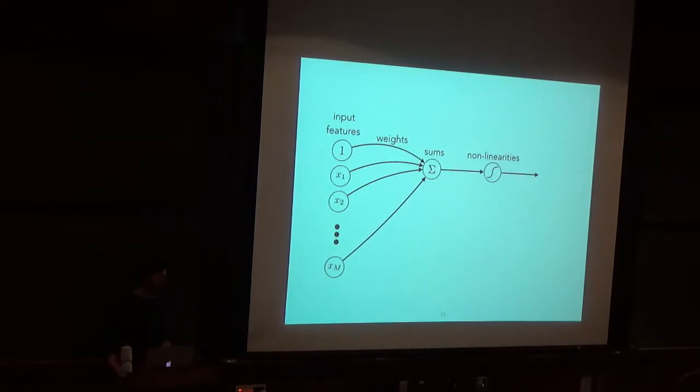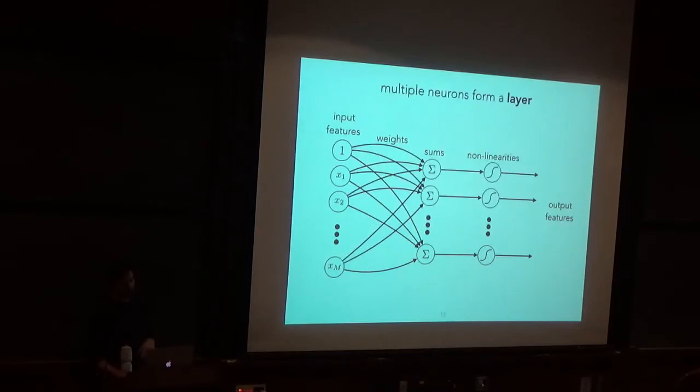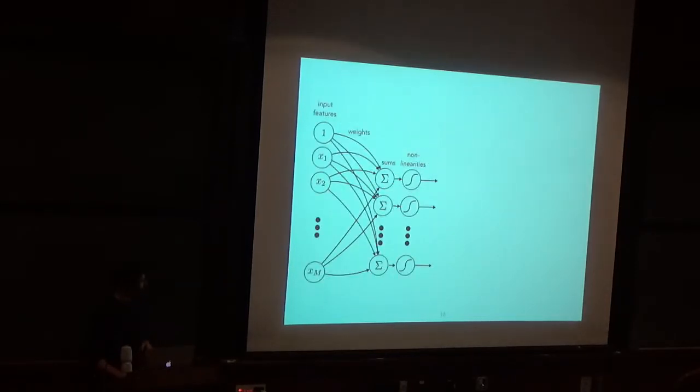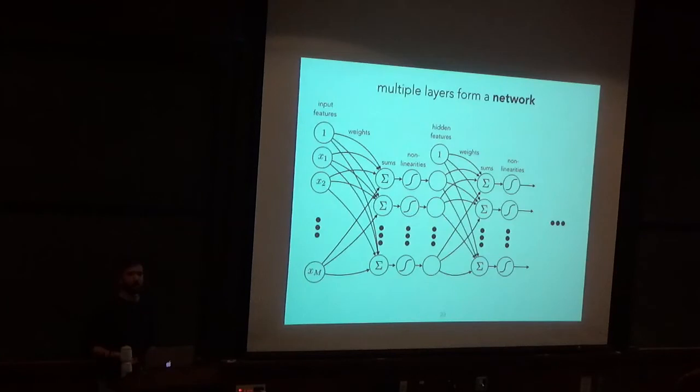We can take multiple artificial neurons here and combine them together to form a layer. So this is the next level of abstraction, the neural network layer, which, again, is just combining a few artificial neurons together. And then once we have a layer of these neurons, we can then stack these layers together to form a network. So we've gone from neuron to layer to network, building up a deep neural network.